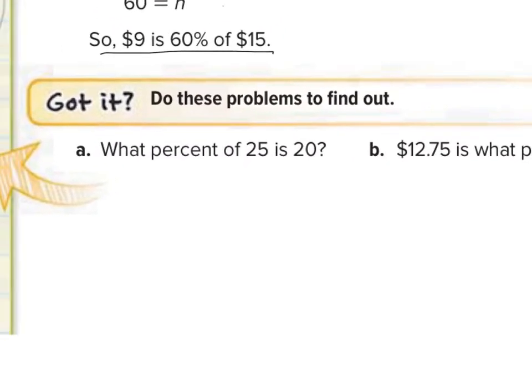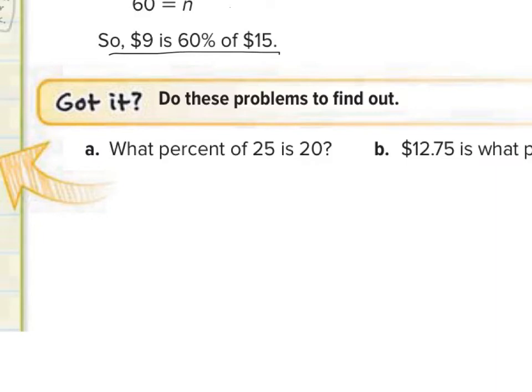Okay, so if you stopped the video and took a little time to try to set these up, you have to be able to identify what the pieces are in the proportion. In problem A, what percent of 25 is 20? So remember I said after the word of, that's always going to be the whole. So I'm going to identify that as the whole, W. And I said after is the part. So I'm going to identify this as being the part, 20. And then since they're asking me what percent, that means that that is going to be the variable that I have to find in this proportion.